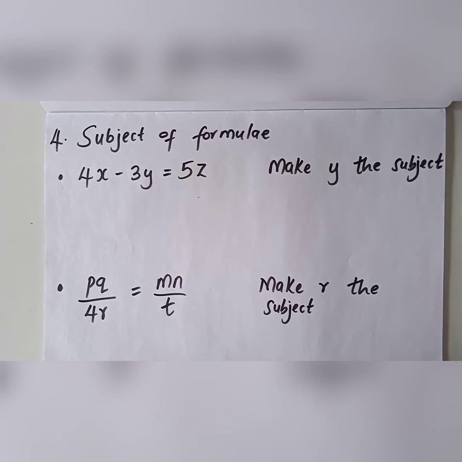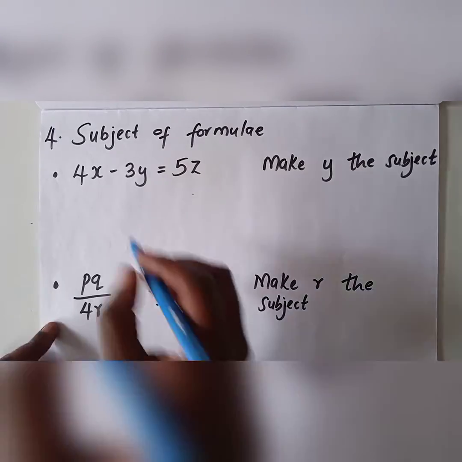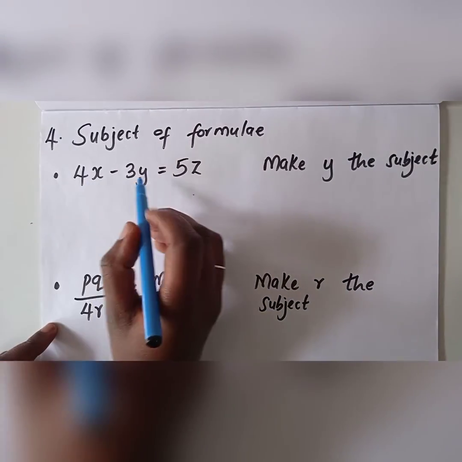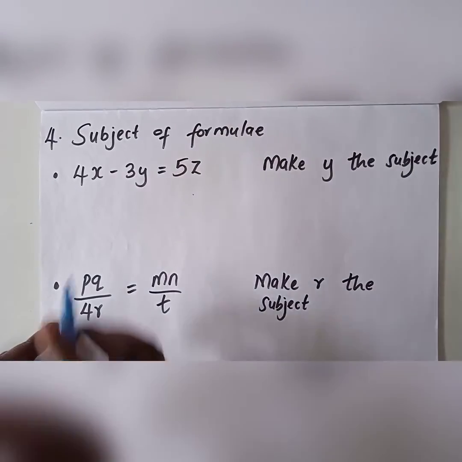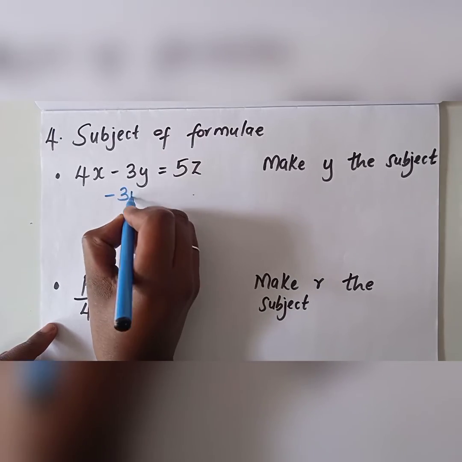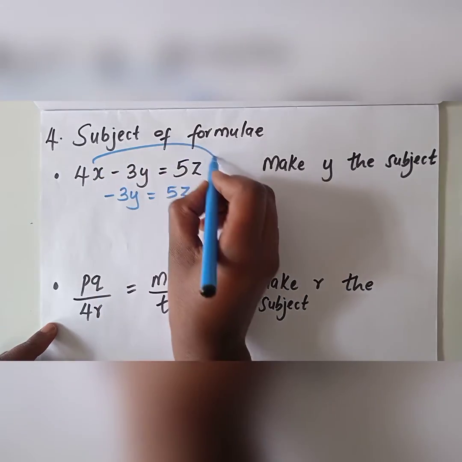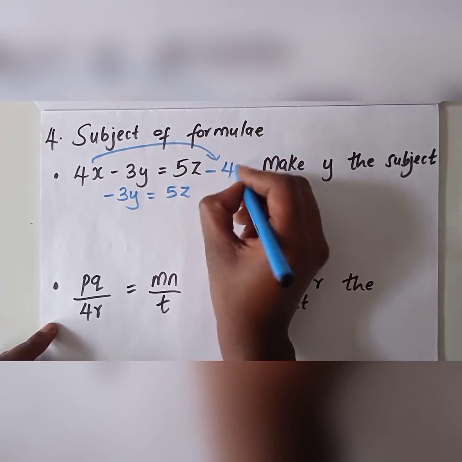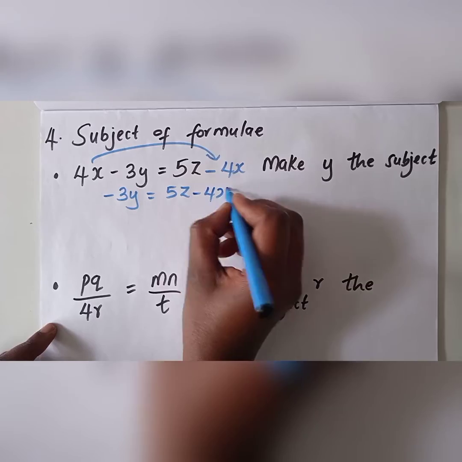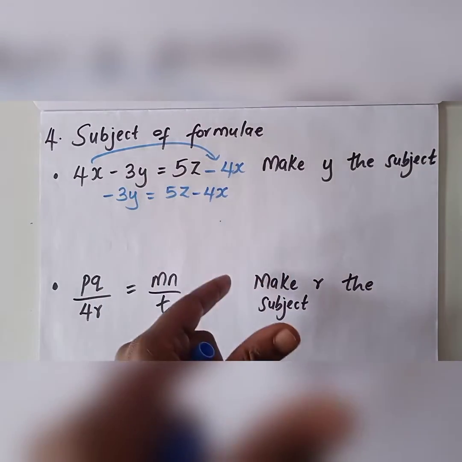Lastly, we'll look at subject of formula. So in subject of formula, you're required to make one of the letters the subject. So how do we go about it? So we need to make this 3y the subject, meaning we have to throw 4x to the other side. So we'll end up having minus 3y equals to 5z. When you take 4x to the other side, it will become minus 4x. So we write here minus 4x.